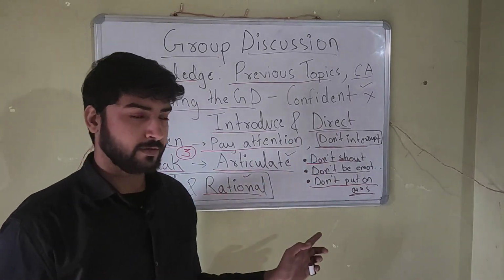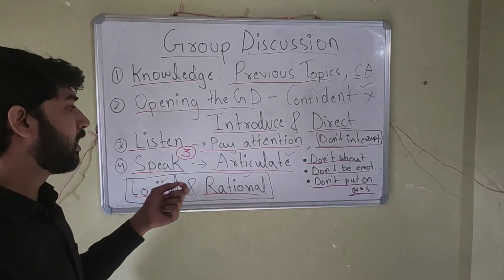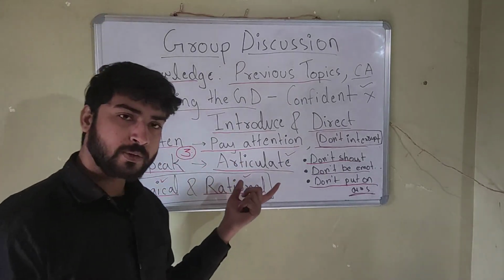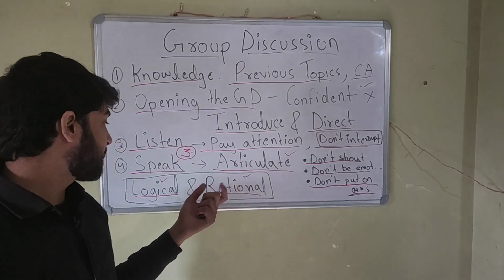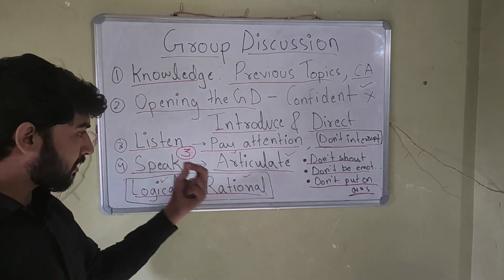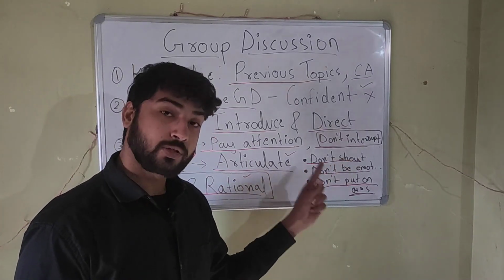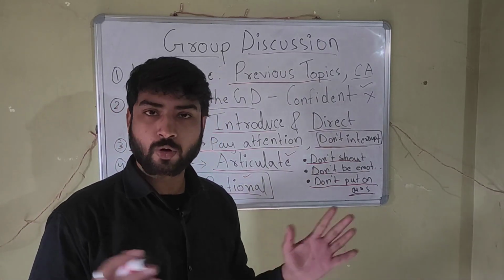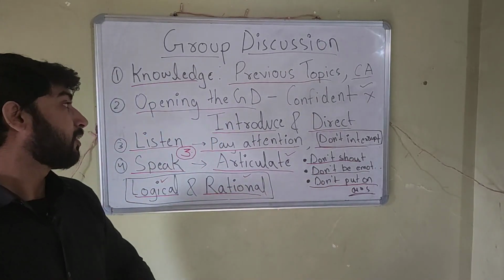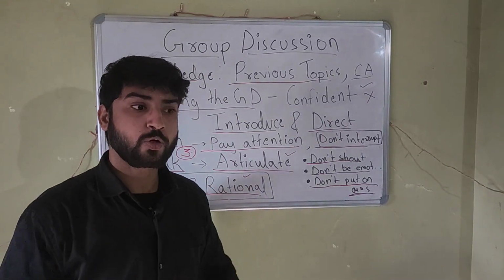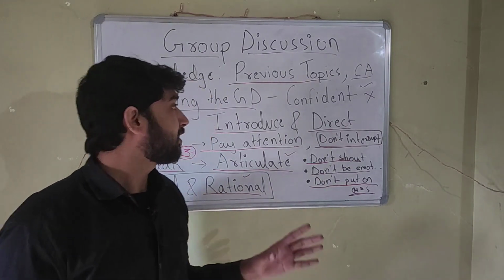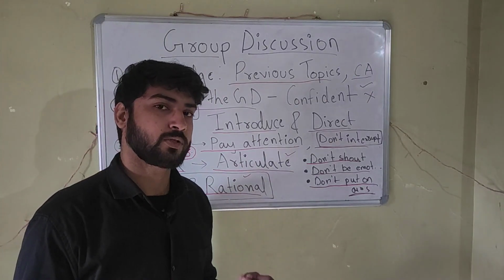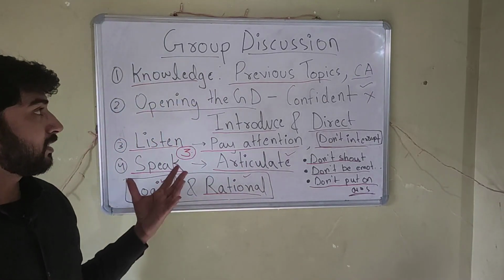And don't interrupt anyone. When you're speaking, make sure you articulate, make sure to speak at least 3 times, have proper language, have proper fluency, put forward logical and rational points, don't shout, don't get emotional, and don't put on airs. And I'm telling you, it's not rocket science, it's not too much of a task, too humongous of a task. It's very easy. Just follow these steps, be confident, and you're going to be able to clear the GD round.